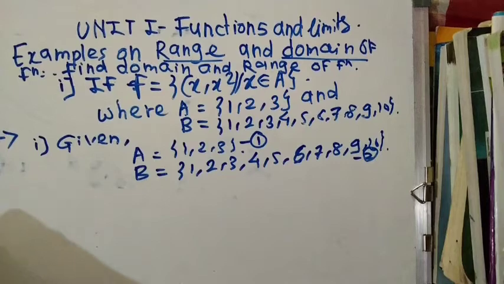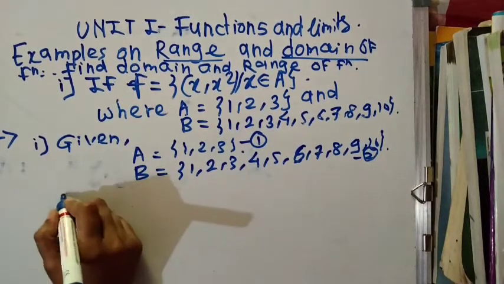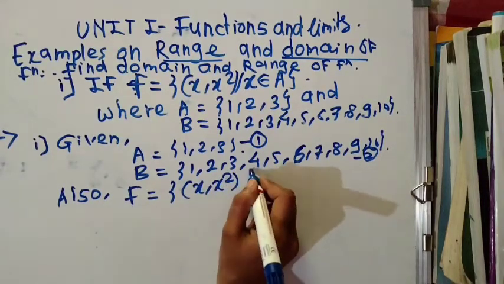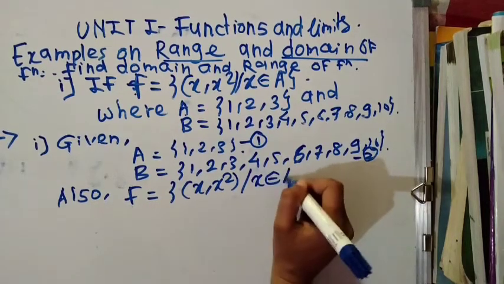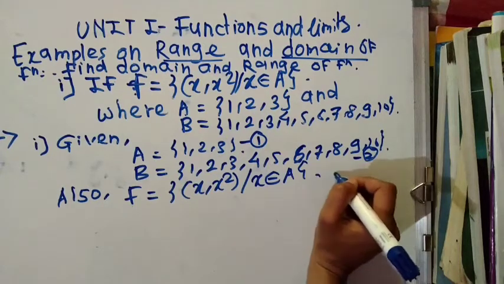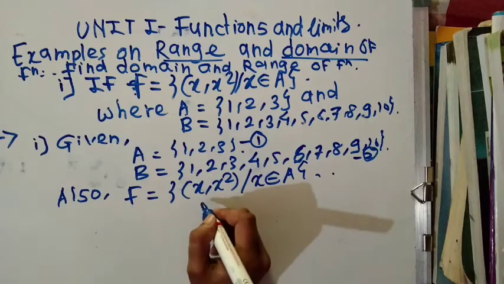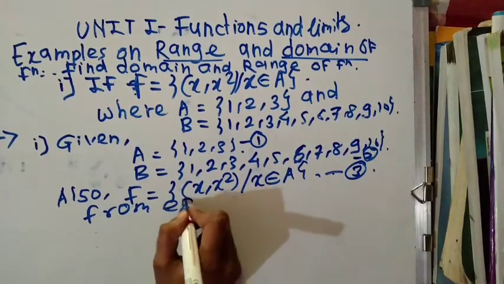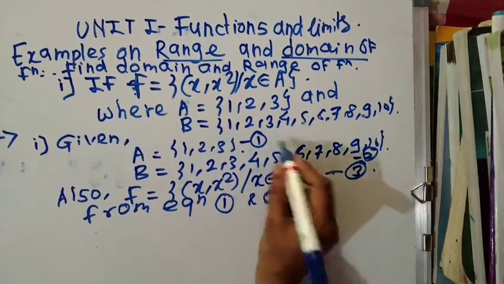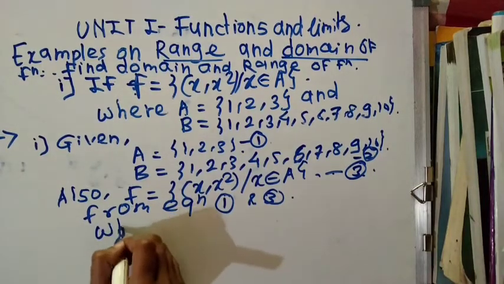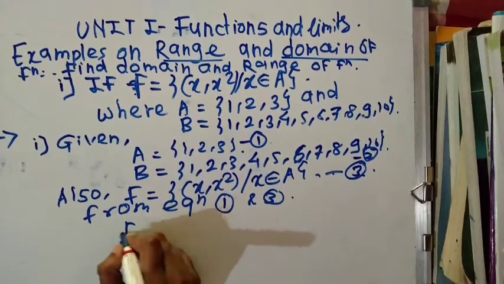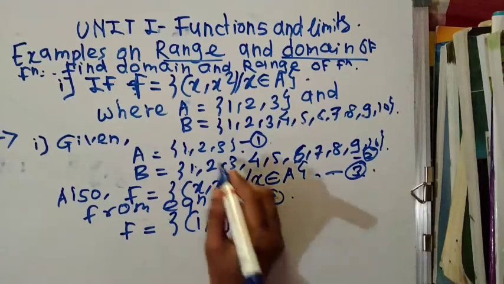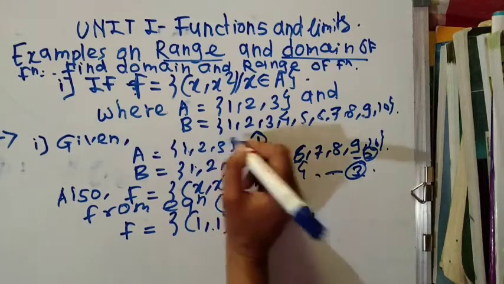Then first, we find out that there is a function f is equal to x square such that x belongs to A. It is equation 3, and from equation 1 and 3, f is equal to 1, 1 means 1 and 1 square is 1, 2 and 2 square is 4, 3 and 3 square is 9.